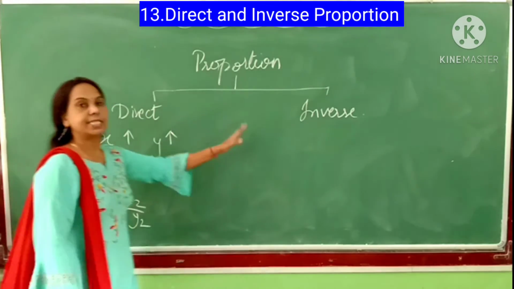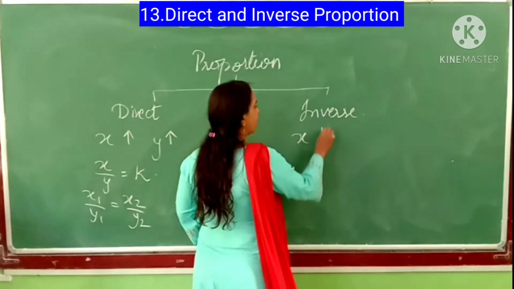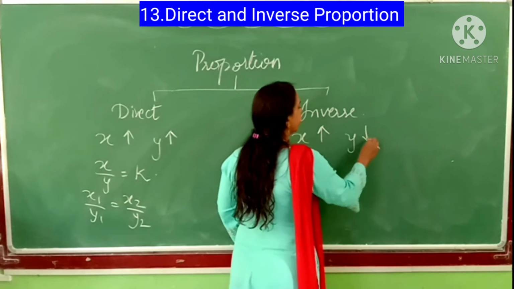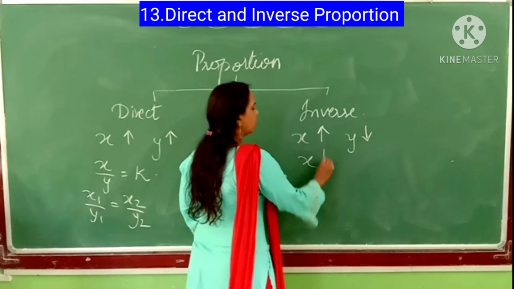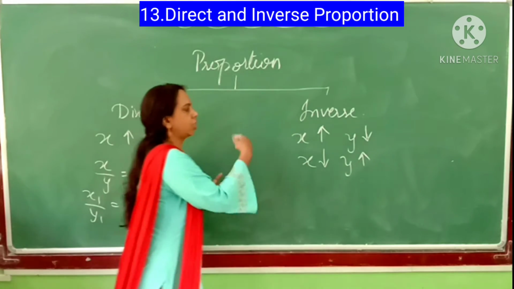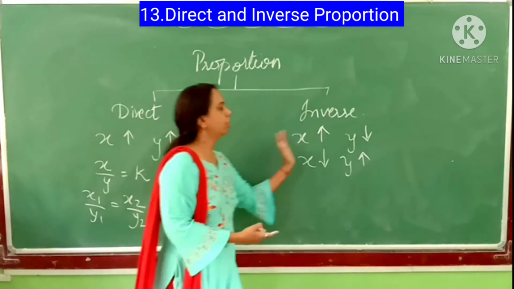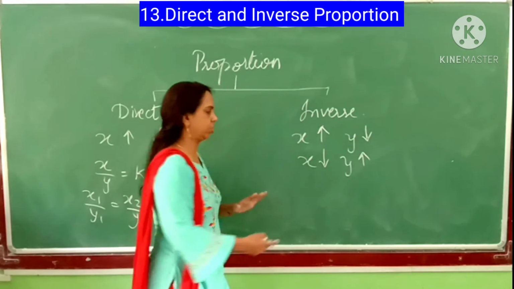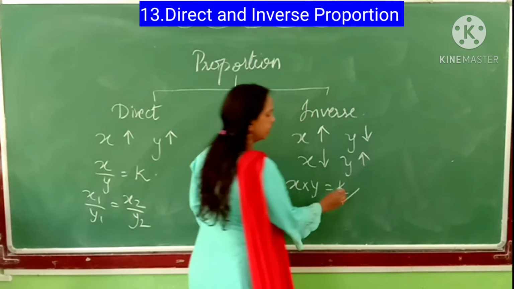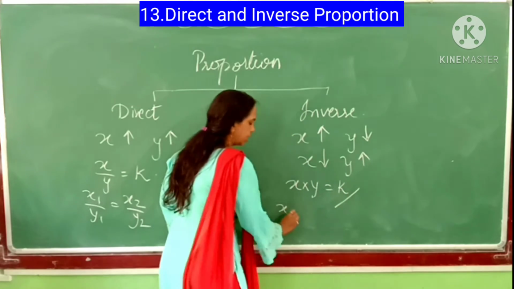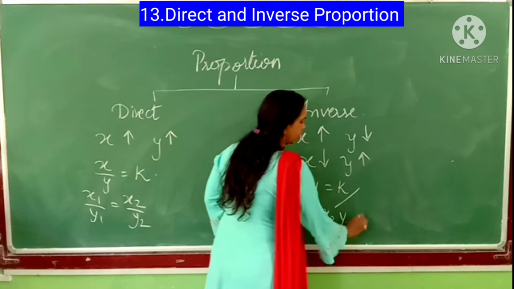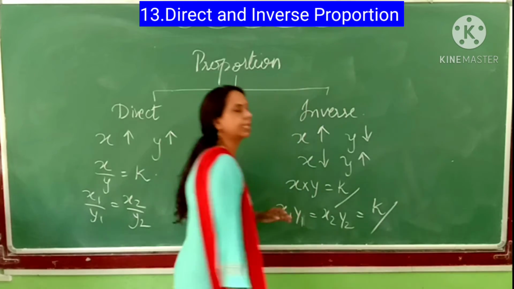Next, inverse proportion is as one quantity increases, the other quantity decreases, or if one quantity decreases, the other quantity increases, in such a way that the product of the two quantities remains constant. Like x into y is one constant number k, or we can say that x1 into y1 is equal to x2 into y2 is equal to one constant k.